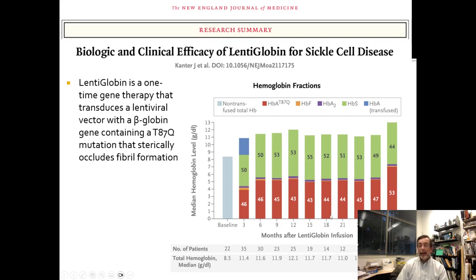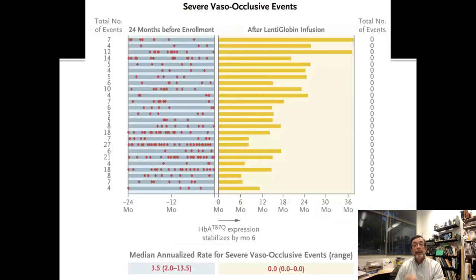They're giving it, and you see that there's actually a good amount of the red T87Q around it, and it's half of the genes. The other half are the HBS gene. But if you give a patient this, they actually still have the gene 36 months later, and their total hemoglobin is still high later. This might actually work.